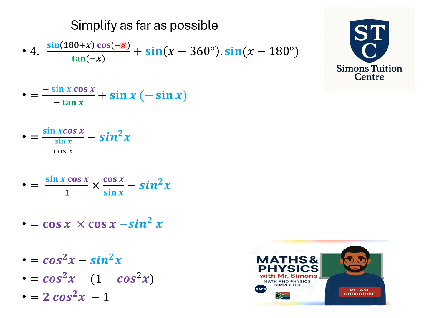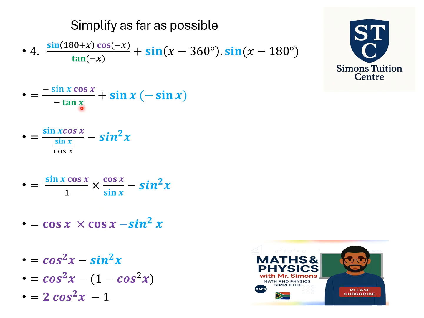Cos(−x) falls in the fourth quadrant, negative angles, so therefore cos becomes positive cos x. Tan(−x): in the fourth quadrant, tan is negative, so that becomes negative tan x. For x − 360, x being in the first quadrant, an acute angle, if I rotate 360, I end up back where I started, so that stays positive sine x. x − 180 falls in the third quadrant, where sine is negative, so that becomes negative sine x.